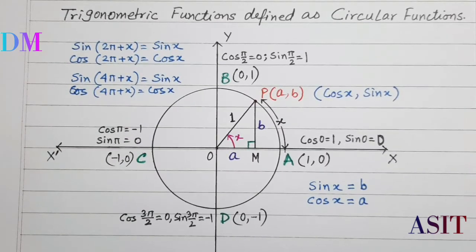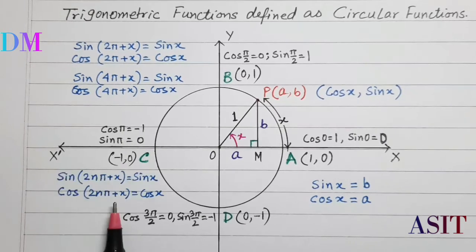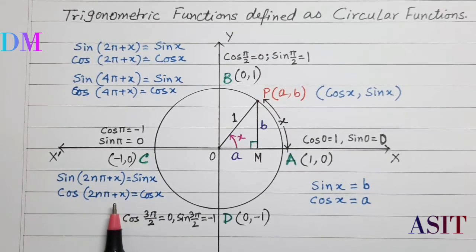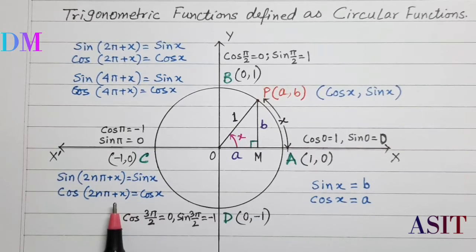Since we can continue in this way, we can write sine of 2nπ plus x equals sine x, and cos of 2nπ plus x equals cos x, where n belongs to the integers.